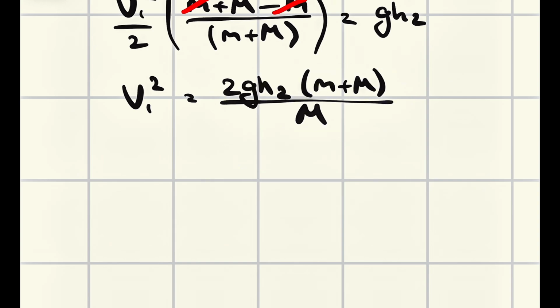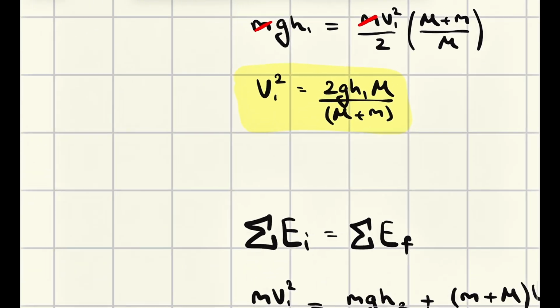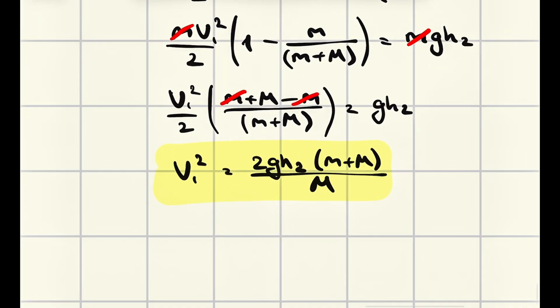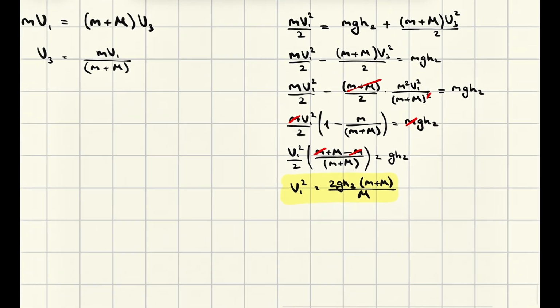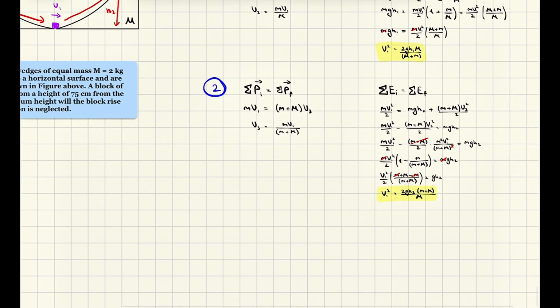And as you can see, we have one more meaning of v1 squared. Let me highlight it. As you can see, we have two meanings of v1 squared, this one and this one. Let's make them equal to each other because they are.